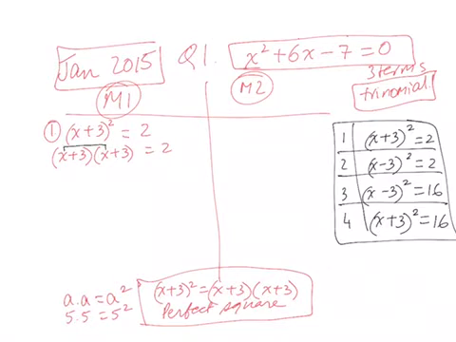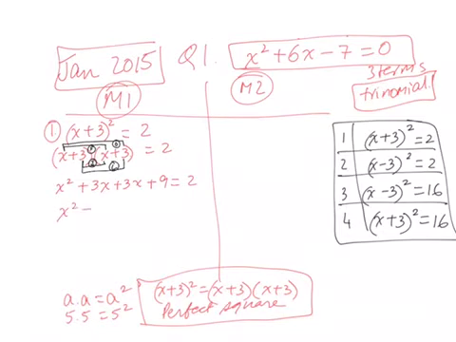So first, outer, inner, and then my last, right? So I've got FOIL. So if I multiply x by x, I'll get x squared. If I multiply x by 3, I get 3x. And then 3 times x is again 3x. And then 3 times 3 is 9 is equal to 2. So here I've got x squared plus 6x plus 9 is equal to 2.